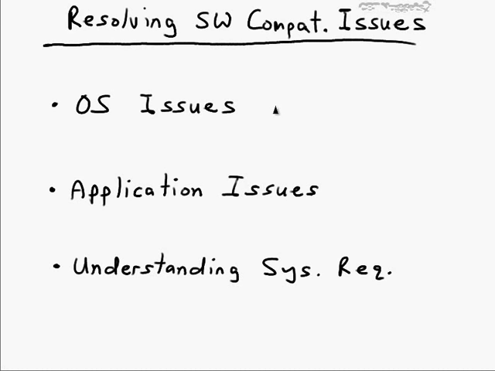Resolving software compatibility issues. Here we pick up the torch from what we covered in the previous nugget with hardware compatibility issues, this time looking at the underlying operating system. I'm going to show you basic troubleshooting strategies that are common to all major operating systems, as well as those that are specific to the three chief OSs in use in information technology today, namely Microsoft Windows, Apple Mac OS X, and various distributions of Linux.